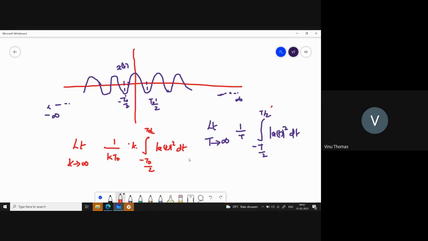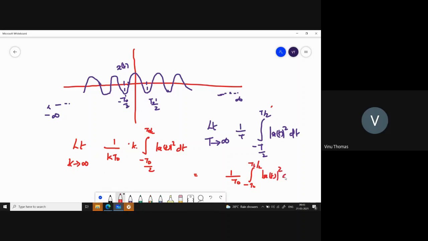This will evaluate to some constant because this is the area under the function. Here k is tending to infinity, so if I put infinity here, this would be infinity by infinity. So you have to apply L'Hospital's rule. When you apply L'Hospital's rule, the derivative of the numerator k becomes 1, and the derivative of kt0 becomes t0, which means this reduces to 1 by t0 integral minus t0 by 2 to plus t0 by 2 modulus of x of t whole square dt.